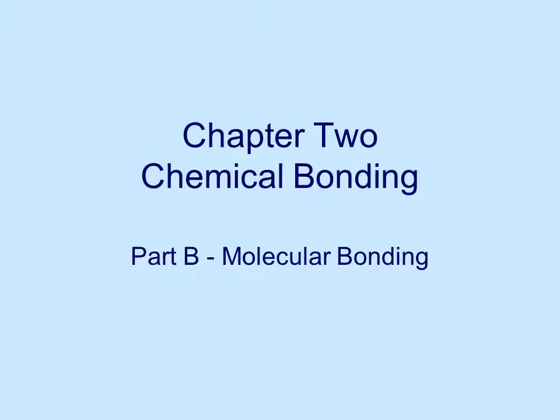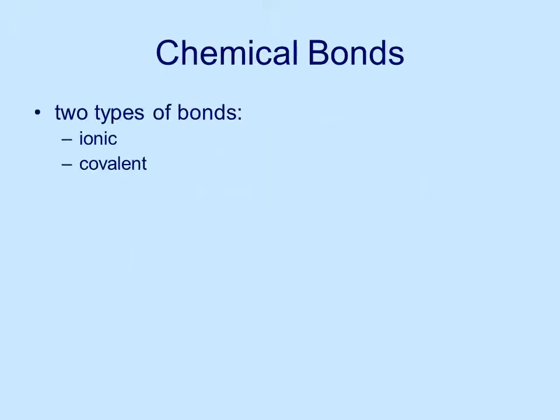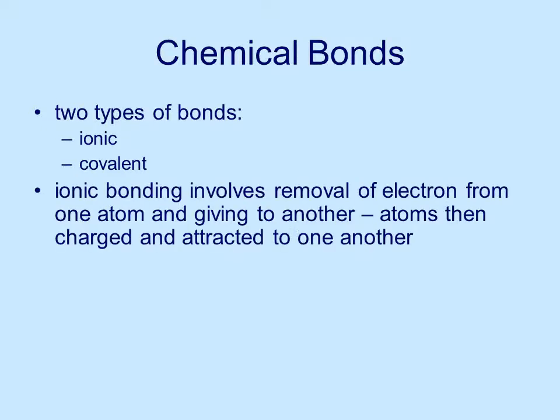Good afternoon. We're picking up the second half of Chapter 2 today. Chapter 2 deals with chemical bonding, and this afternoon we want to talk about molecular bonding. We talked about atoms last week. We're going to put atoms together to form molecules. Two types of chemical bonds, the ionic and the covalent bonds.